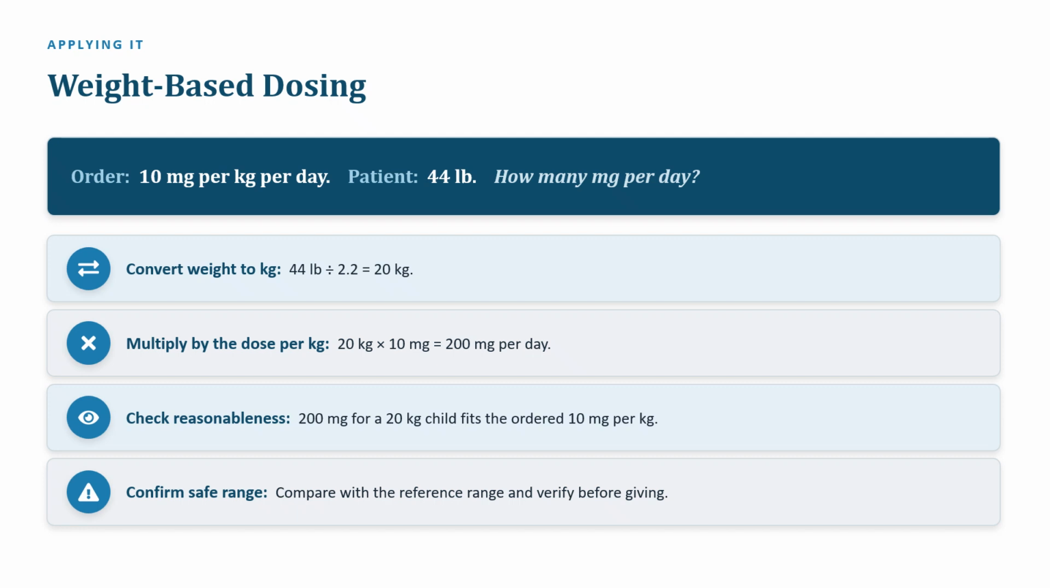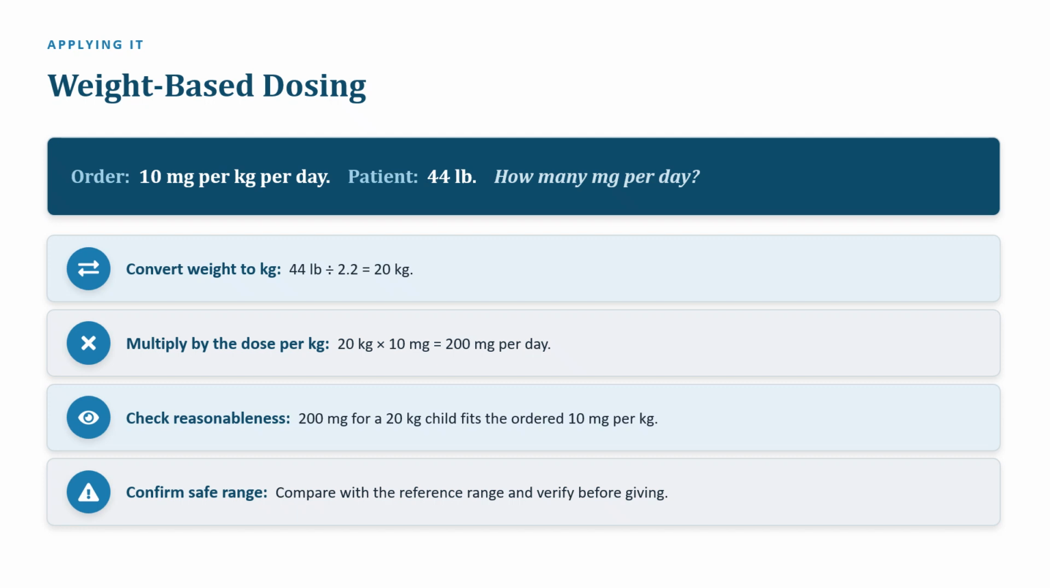Now we apply our skills to weight-based dosing, which is especially common with children and is exactly the kind of calculation where errors are most dangerous, so we take it carefully. Read the order. The provider orders 10 milligrams per kilogram per day. The patient weighs 44 pounds. The question is, how many milligrams should the patient receive per day?